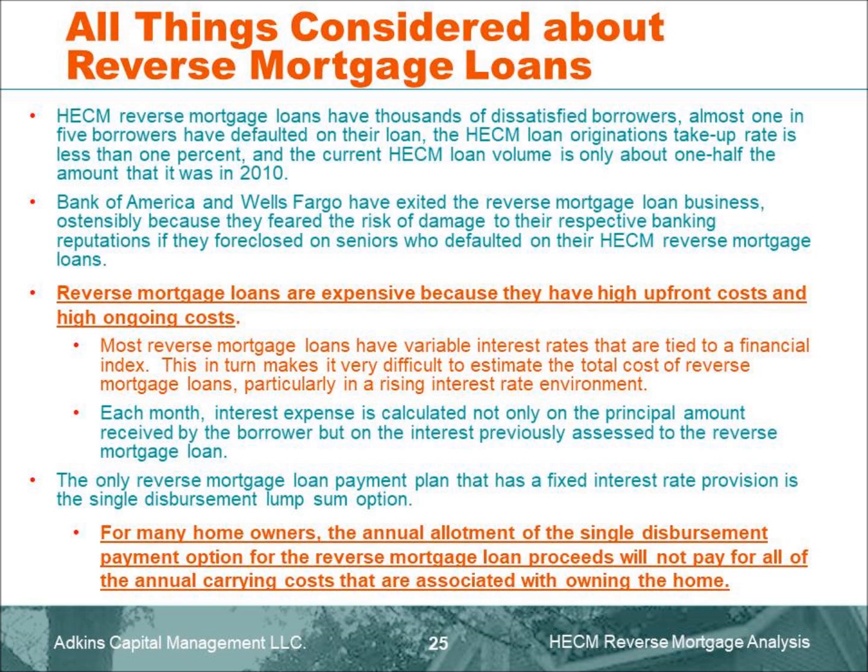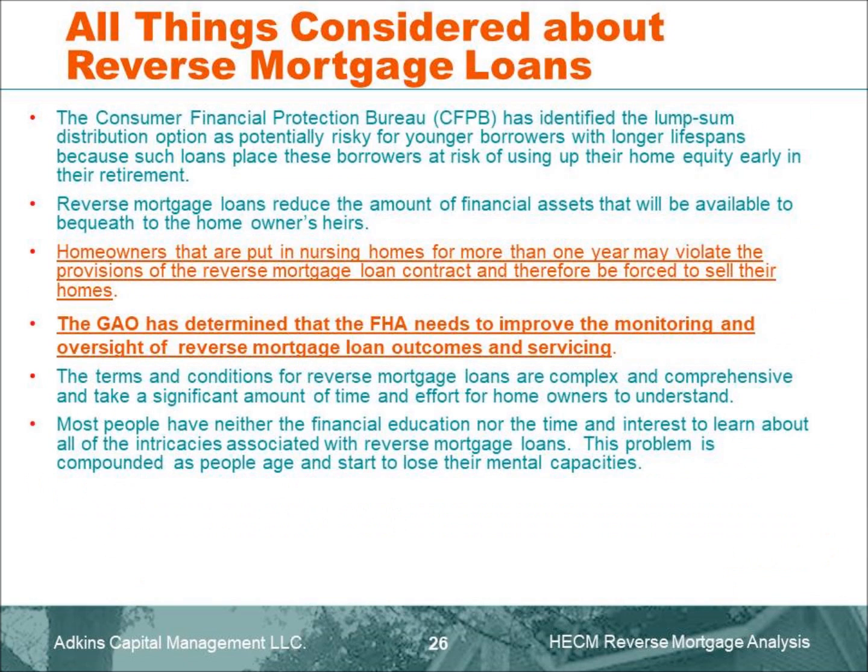However, for many homeowners, the annual allotment of the single disbursement payment option for the reverse mortgage loan proceeds will not pay for all of the annual carrying costs that are associated with owning the home. Moreover, the Consumer Financial Protection Bureau has identified the lump sum distribution option as potentially risky for younger borrowers with longer lifespans because such loans place these borrowers at risk of using up their home equity early in their retirement.